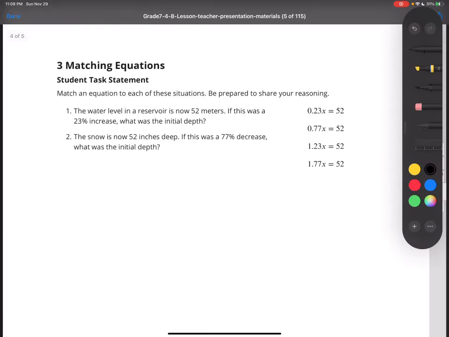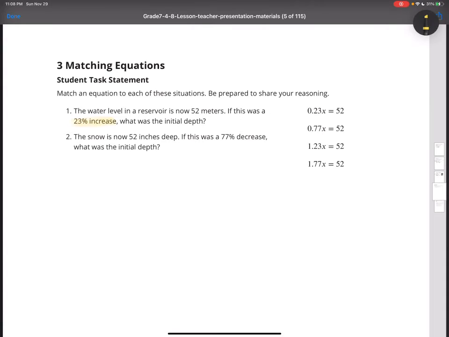Okay, so let's do some quick annotations. It is a 23% increase, which means that it's 23% more than the original amount. And it's saying that now it is 52 meters, okay? So I want to look for the equation that shows that it's 23% more than 100%, okay? So remember, 100% as a decimal will be 1.